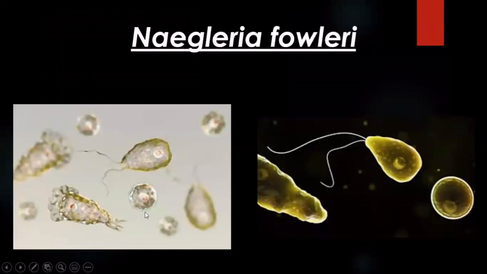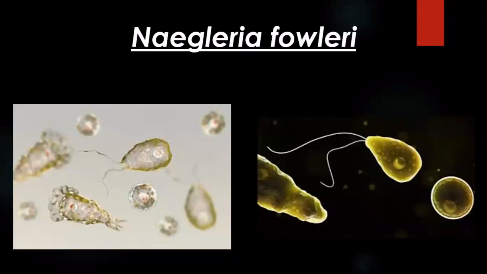Our next member of class Lobosea is Naegleria fowleri. And I want you guys to understand that this organism is an amoeboflagellate. That means that this organism can exist in two forms, an amoeba and a flagellate form. Like I said before, amoeba don't have flagella, they use pseudopodia. But this organism has the capacity to be an amoeba and a flagellate. I won't say at the same time. It can be in amoebic form and it can also be in a flagellate form, if you understand.